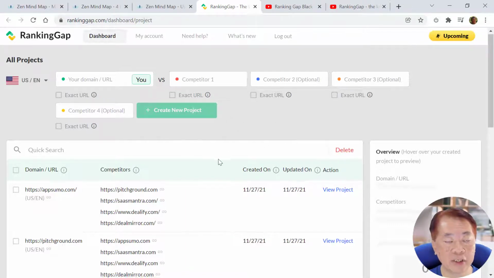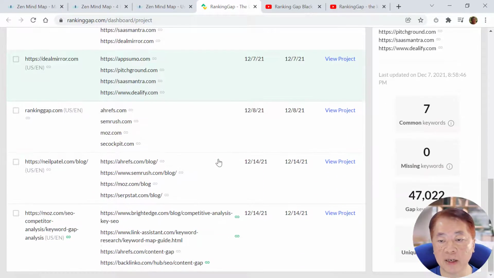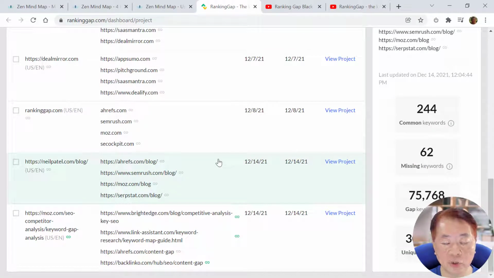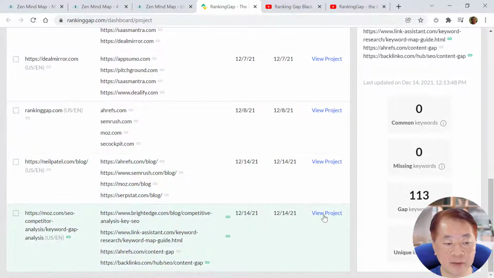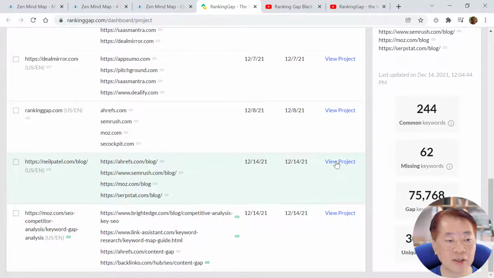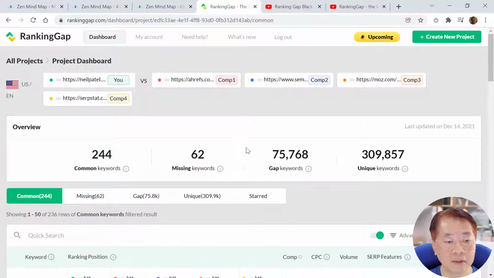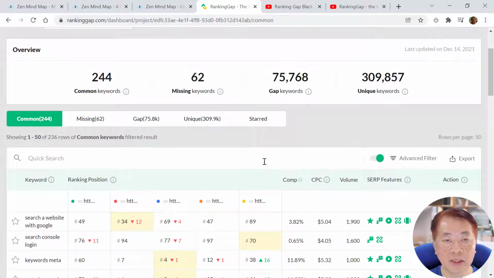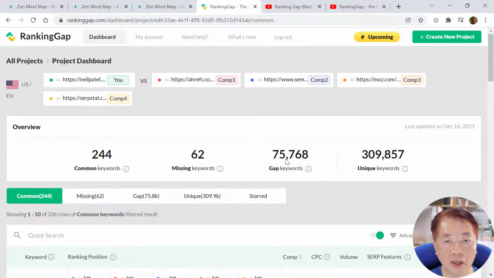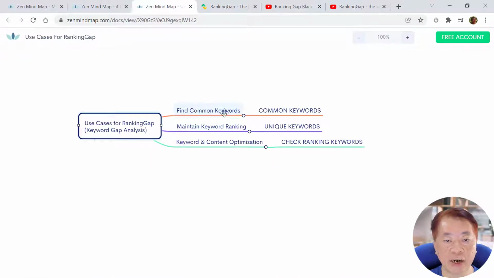I have done the analysis beforehand so that we can do it properly, and this is the project I'm talking about. These are the two projects, this project as well as this project. Let's open this project. The purpose of this use case is to demonstrate to you how to find common keywords.